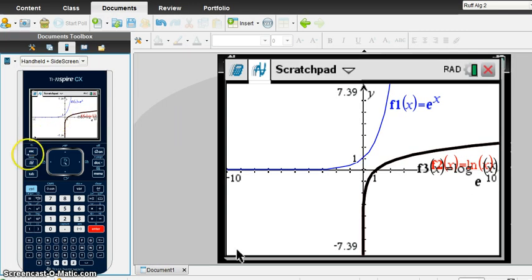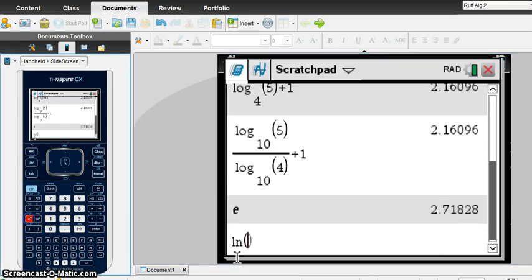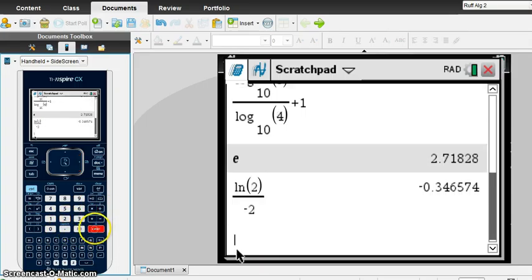So let's go back to our calculator, and we'll do the ln of 2 divided by negative 2. So I get negative 0.347.